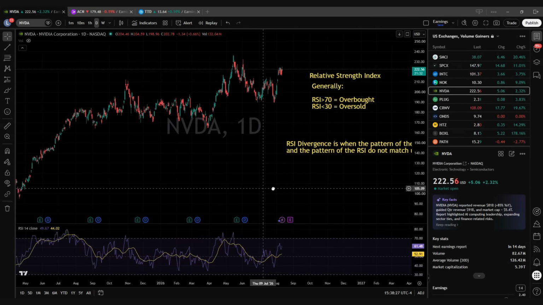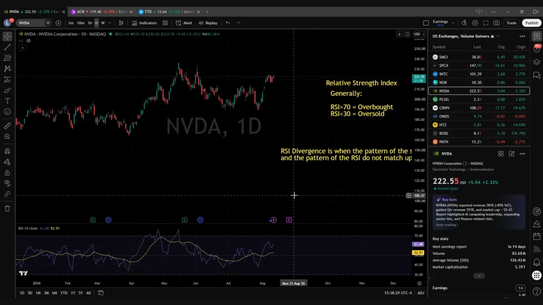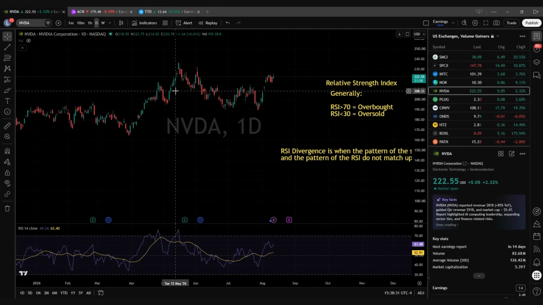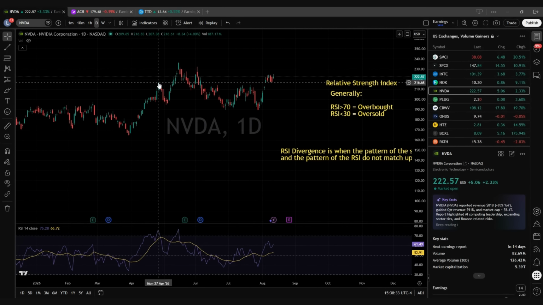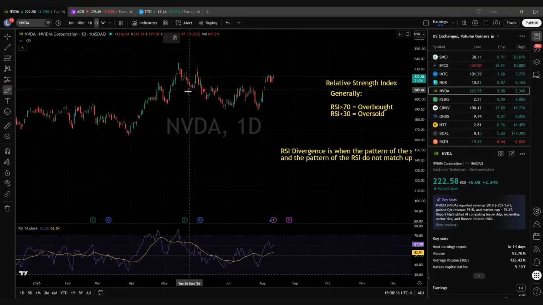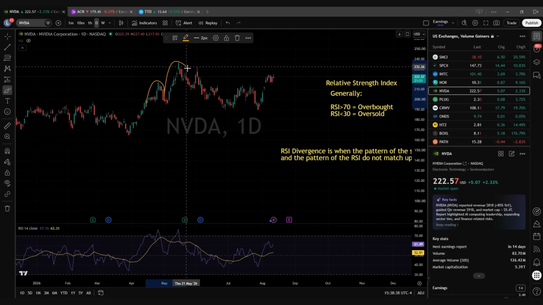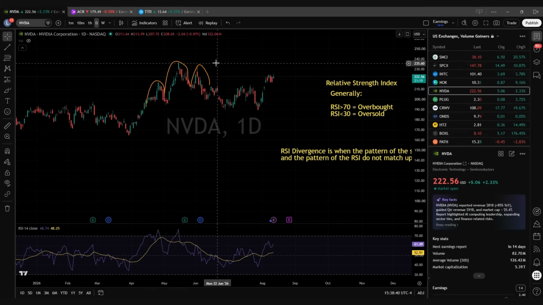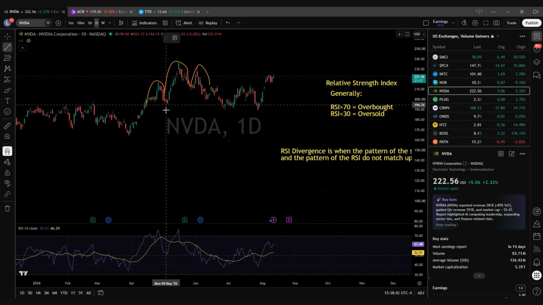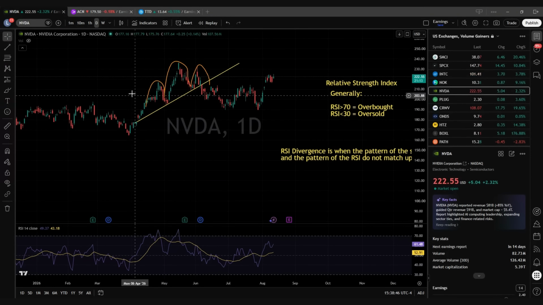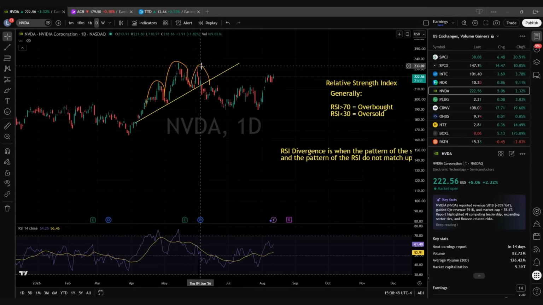Now, what does that mean? Well, look for instance here on Nvidia. You see Nvidia, what does it look like? Well, it's creating a shoulder, head, shoulder pattern here. And you had this kind of nice, beautiful uptrend, creating that head and shoulders pattern.